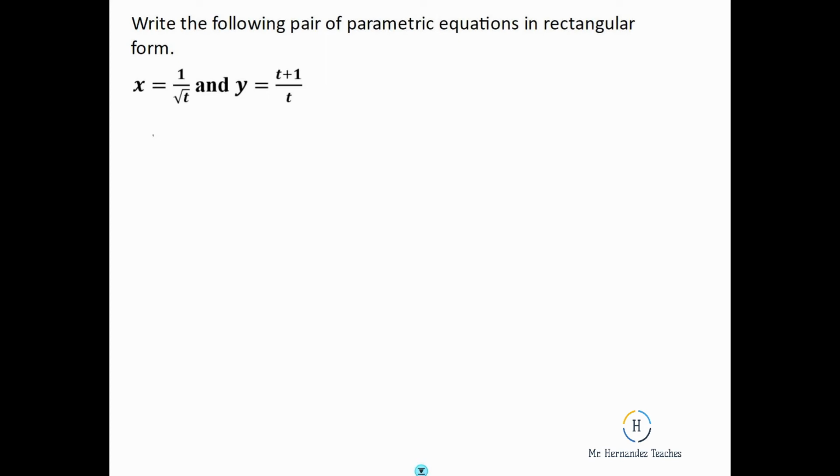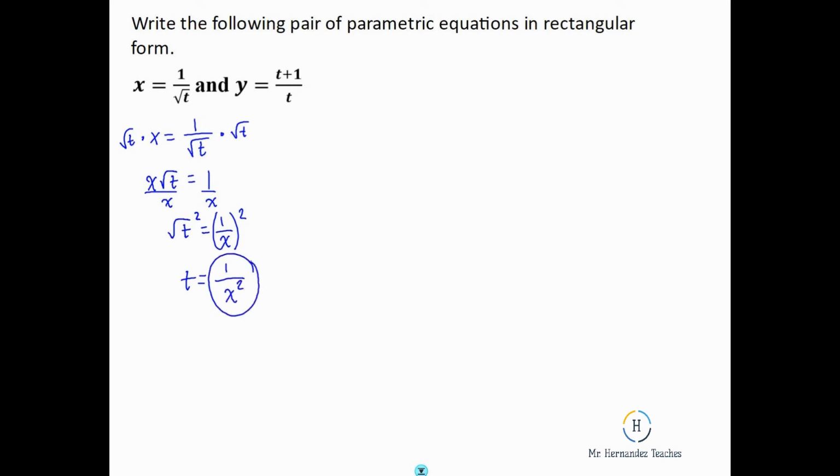x is going to equal 1 over the square root of t. We need to solve for t again. So we're going to multiply both sides by the square root of t, and we're going to get x times the square root of t equal to 1. Now we're going to divide both sides by x. So the square root of t is equal to 1 over x. And now we want to square both sides. So now we're going to get t is equal to 1 over x squared.